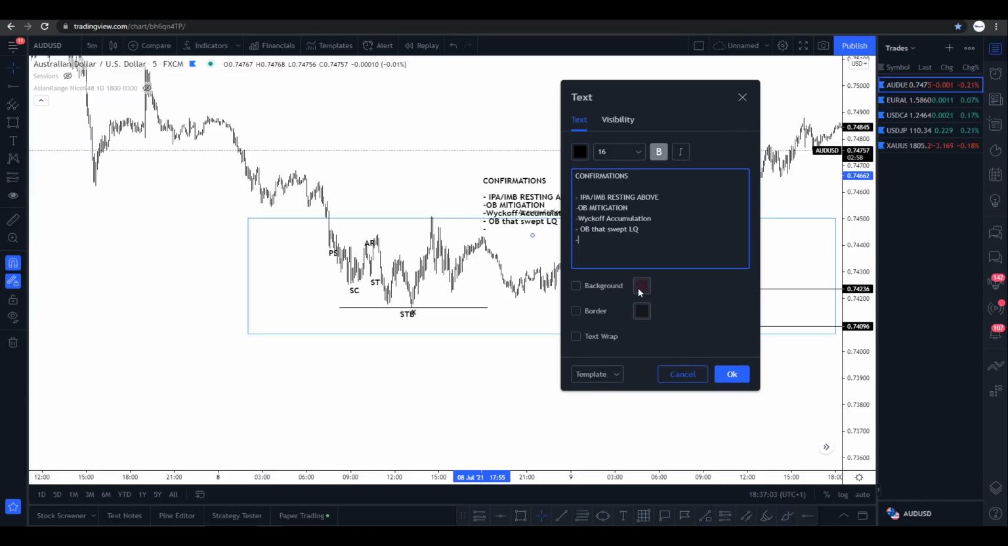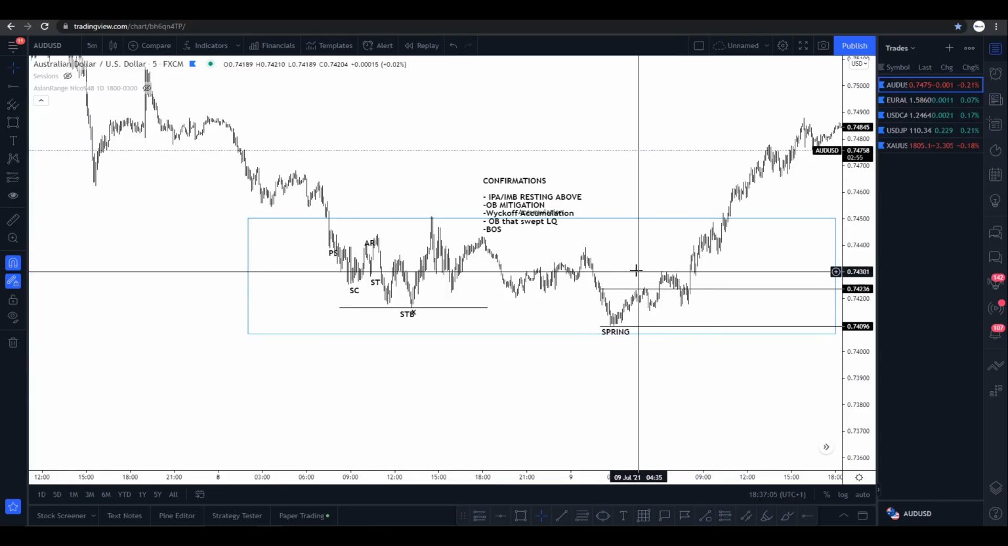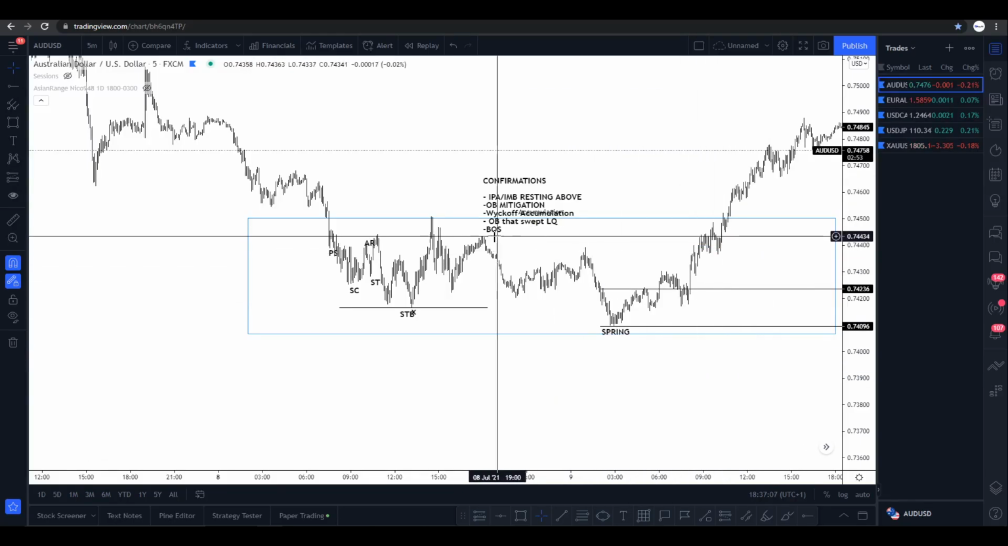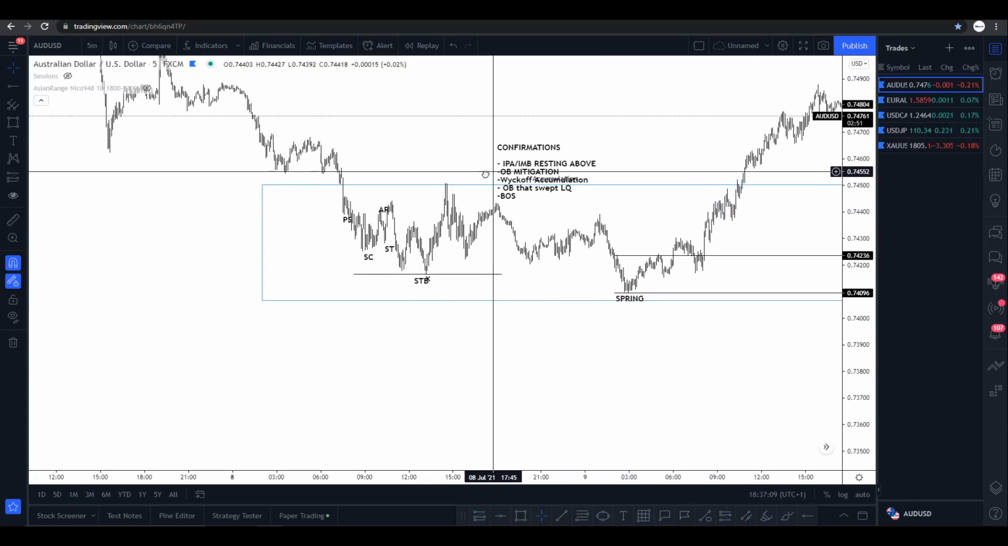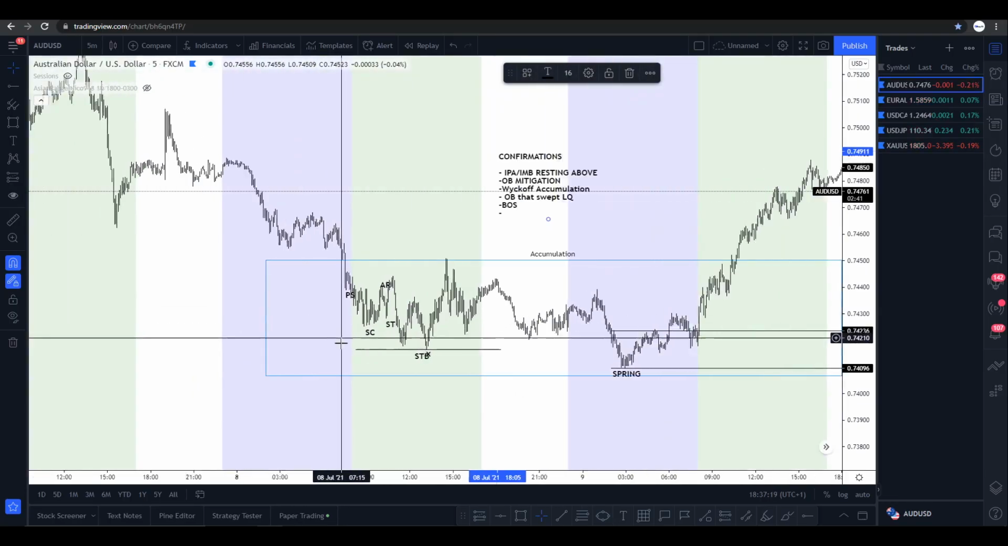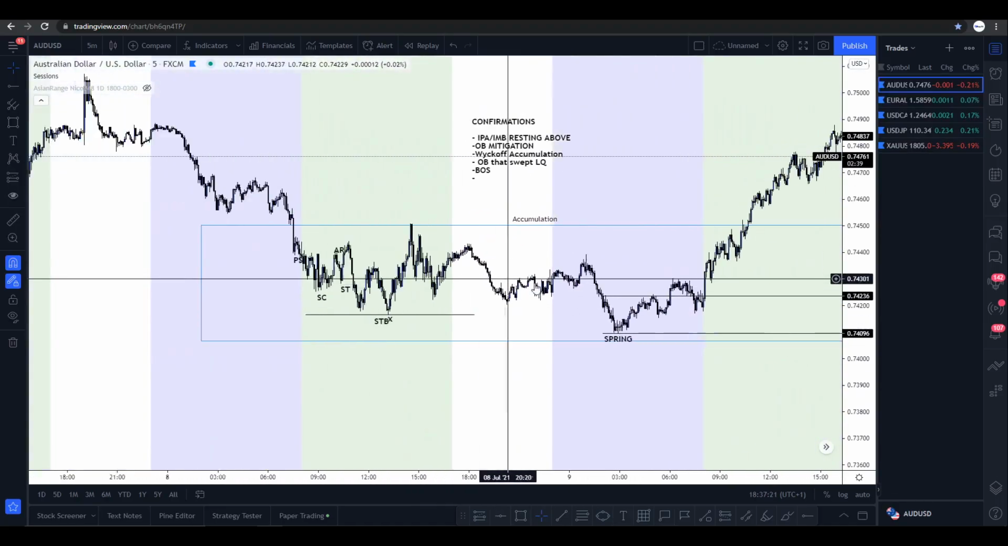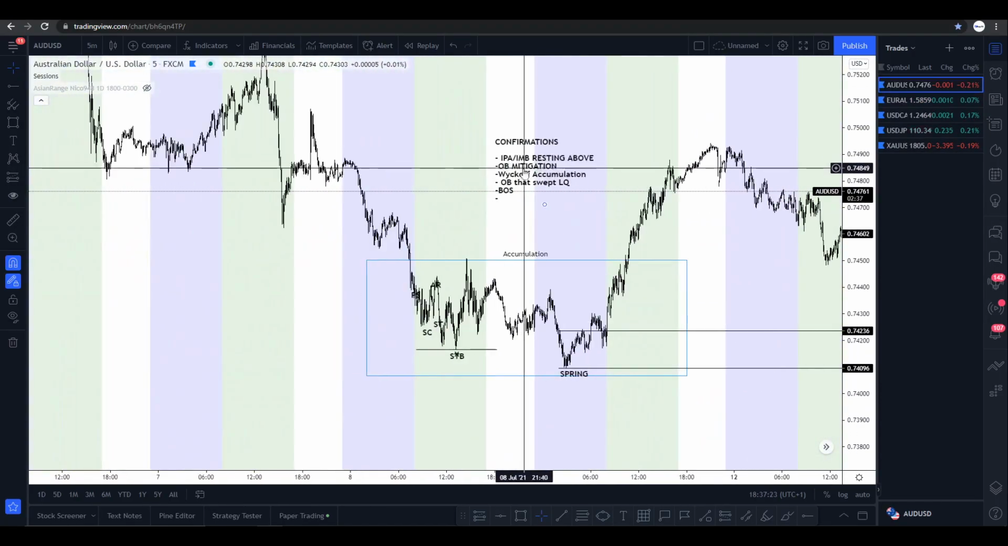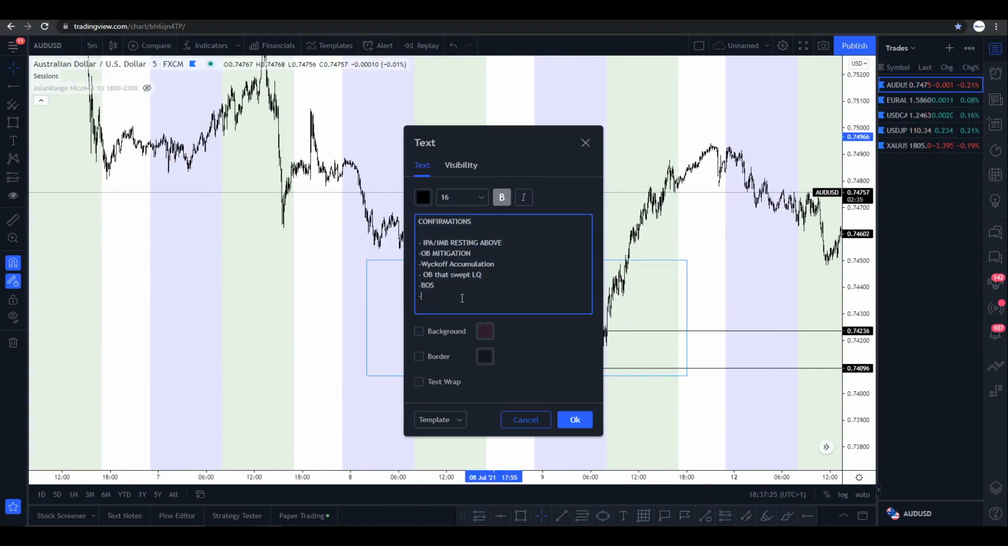Fifth confirmation, BOS. Right, we have tons of break of structure right here. We have a ton of confirmations right now. So this is only 1, 2, 3, 4, 5 confirmations. Another confirmation, session times. We swept London session liquidity and pushed up, right? So we see that sessions is buyer side as well.